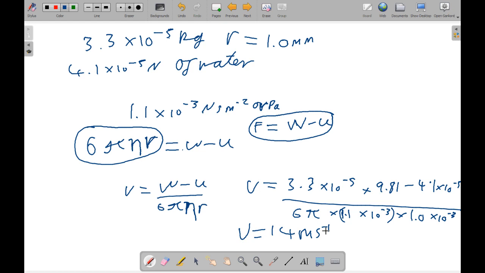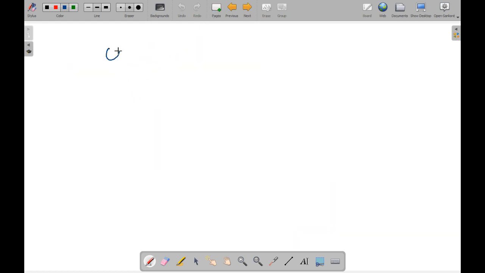Now you can measure the viscosity using Stokes' law by knowing that the upthrust plus the force equals the weight, and this is also known as the equilibrium equation. You can go 4/3 pi r cubed pf g, where pf is the fluid density.